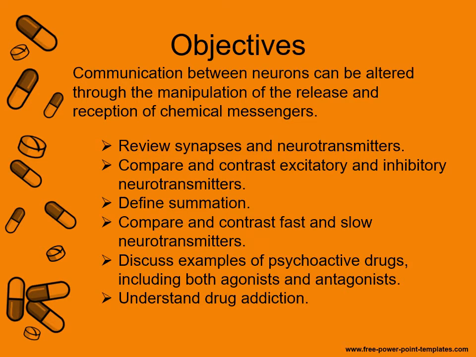Our objectives are, we're going to, of course, review synapses and neurotransmitters since we're going to talk about them so much today. We're going to compare and contrast both excitatory and inhibitory neurotransmitters. We're going to define this idea of summation, which is literally just how neurotransmitters add up. We're going to compare and contrast fast and slow neurotransmitters. Sometimes those slow neurotransmitters are also referred to as neuromodulators. We're going to look at lots of examples of psychoactive drugs. We're going to look at stimulants and sedatives. We're going to look at drug action, which can be agonistic or antagonistic. And then we're going to get a little understanding of drug addiction.